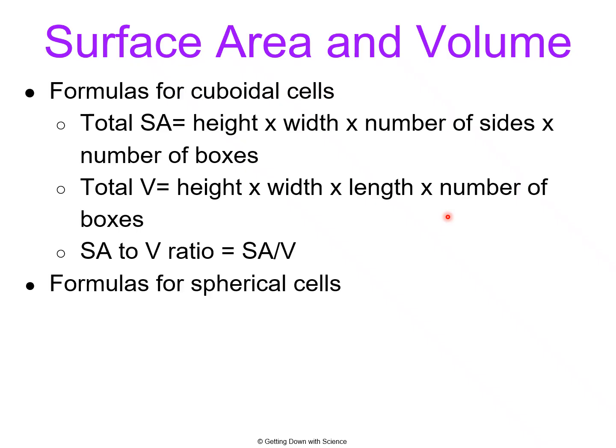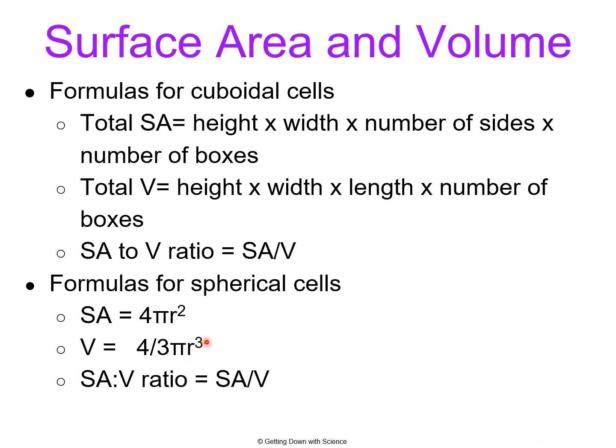Also, there is a formula for calculating a cell that is spherical. So if that's more like an oval or spherical shaped cell, the surface area is equal to 4 times pi times the radius squared of the cell, and the volume is 4 divided by 3 pi times the radius cubed of the sphere. And again, whatever that surface area is, and whatever that volume is, you would divide those two.